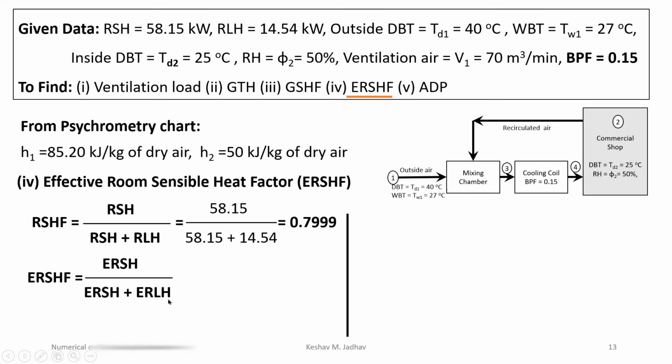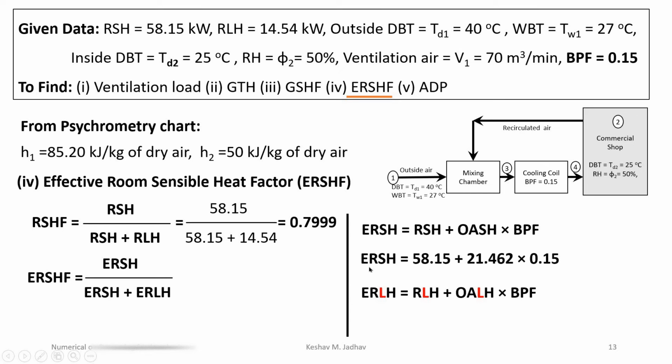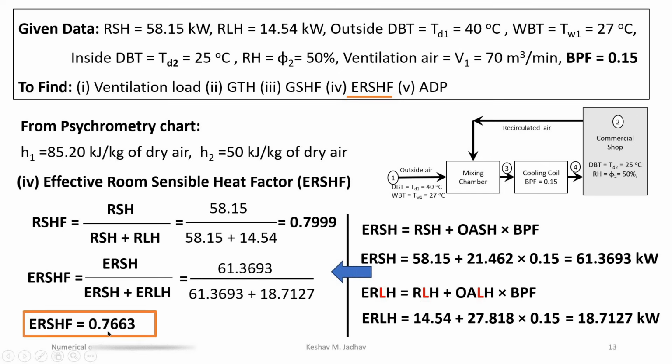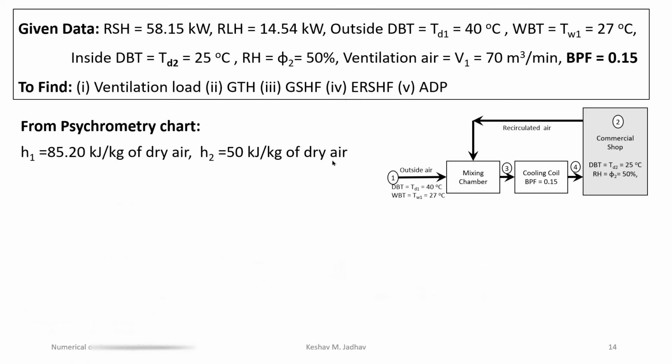So we have effective room sensible heat is equal to room sensible heat plus outside air sensible heat into bypass factor. Similarly, effective room latent heat is equal to room latent heat plus outside air latent heat into bypass factor. So by putting these values, we will get effective room sensible heat is equal to 61.3693 kilowatt and effective room latent heat is equal to 18.7127 kilowatt. So by putting these values in this formula, we will get 0.7663. Now we have to calculate apparatus dew point.